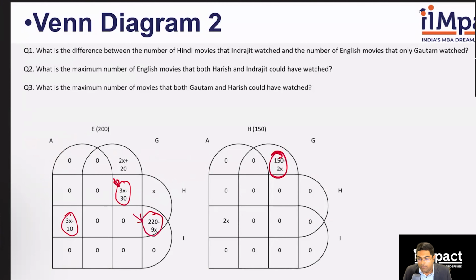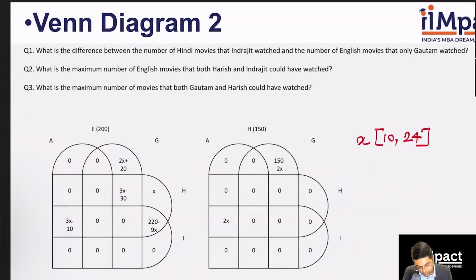Is that clear? It's always good that you can do it if the question asks, but it's also good to keep it with yourself before the question needs it. So I know that x lies between 10 and 24. Take it. What is the difference between the number of Hindi movies that Indrajit watched and the number of English movies that Gautam watched? So Gautam watched how many English movies?